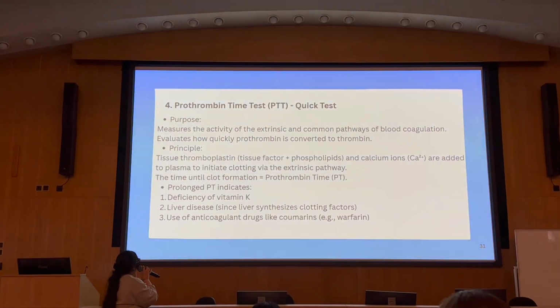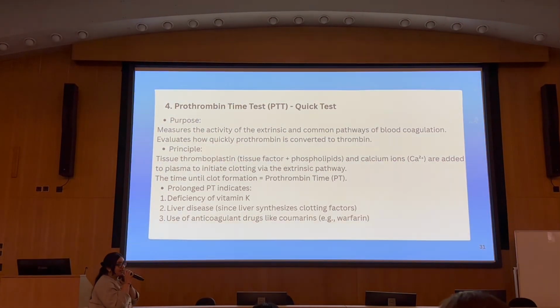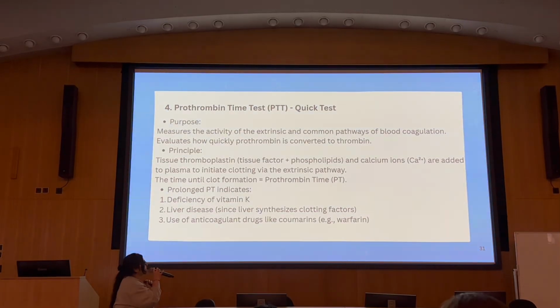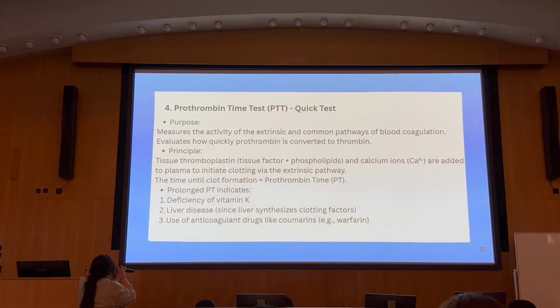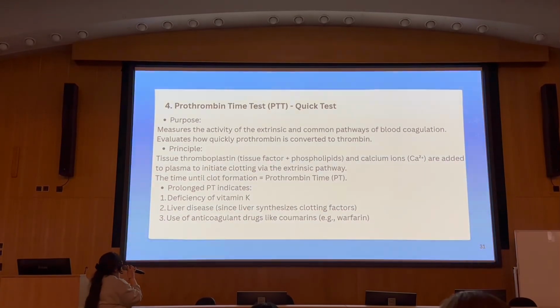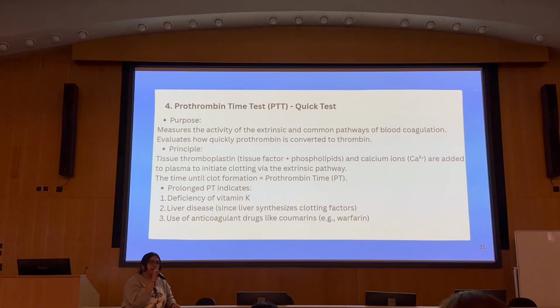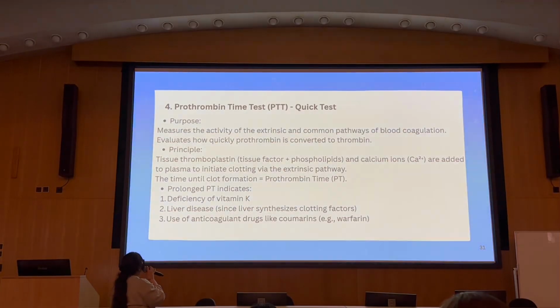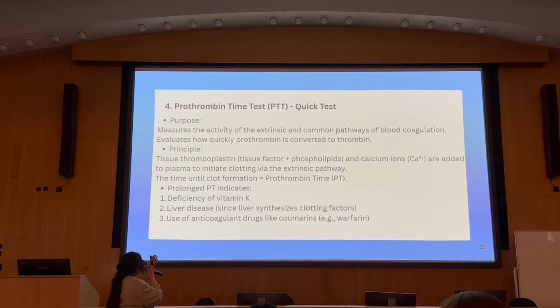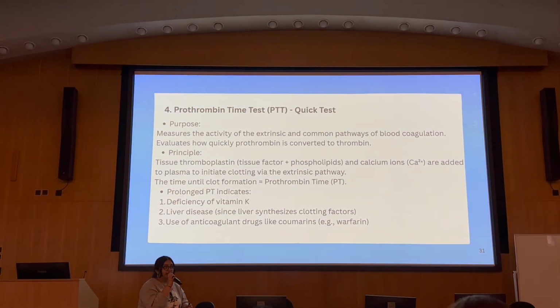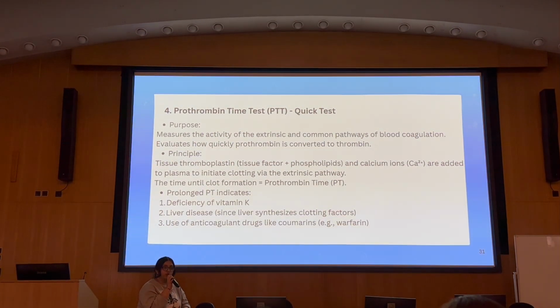And lastly, you have the prothrombin time test. This is the quick test. It's again the same procedure, you'll be adding some substances. Here it is tissue factor, phospholipids and calcium ions that are added to the plasma, so it's a bit different from APTT in that sense. You again see the clot formation, that is the prothrombin time. This test is shorter, it takes around 13 to 14 seconds. So these are your main tests.